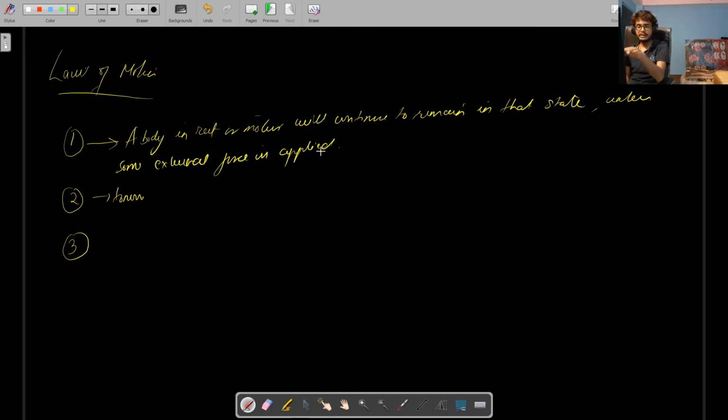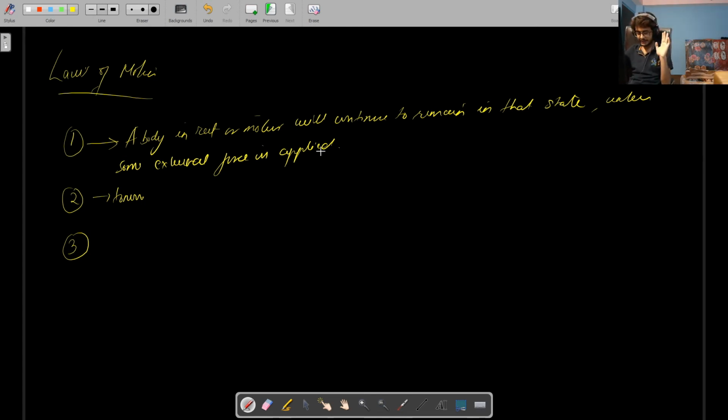So you were moving, you were in the state of motion. Now suddenly after the brake is applied, you just move forward and then you come to a state of rest. You go forward, then you just move back. Now you are in the state of rest. The car has stopped. So a body can be in the state of rest or in the state of motion, and will continue to remain in that state unless an external force is applied.